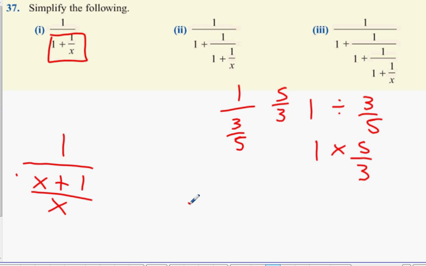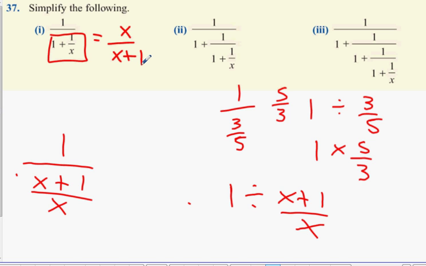So, what would be the answer for 1 divided by x plus 1 over x? X over x plus 1. All you do is whichever fraction you're dividing by, turn that upside down, and because it's multiplied by 1, it doesn't really change anything, does it? So the answer for this is actually x over x plus 1. Alright? Now you go to part 2.